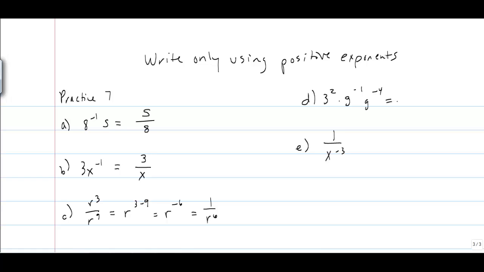Alright, this problem, 3 to the second power, that's just 9. And then I have g to the negative 1 plus a negative 4, because I'm using my product rule. So that's 9 times g to the negative 5, and this is 9 over g to the 5th power. So again, that 9 is not part of the exponent, so it doesn't get put in the denominator. And 1 over x to the negative 3rd power is simply x to the 3rd power. We take the reciprocal of 1 over x, and we get x.